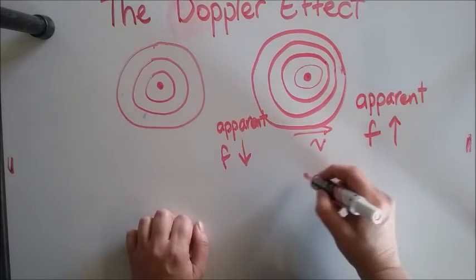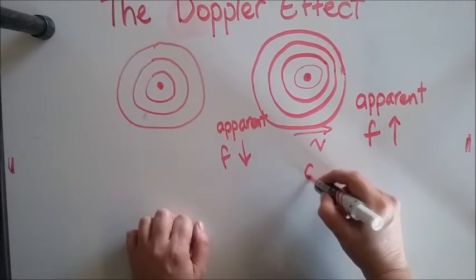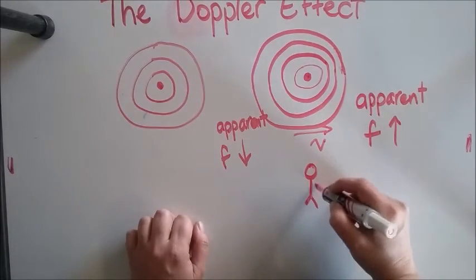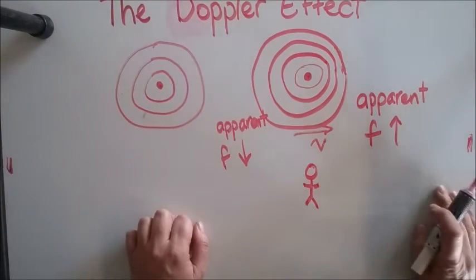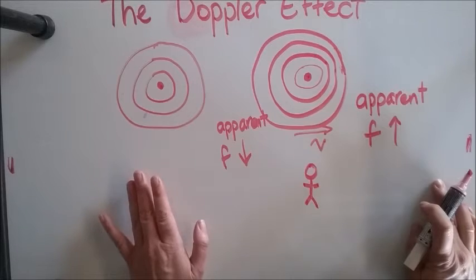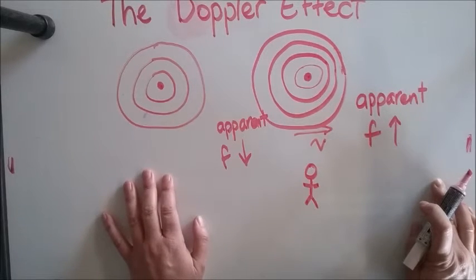So if you're standing right here as the source moves past, you will experience different apparent frequencies as it moves past you. And this is a phenomenon that you're all pretty familiar with, hopefully. We're going to do some maths about it though.